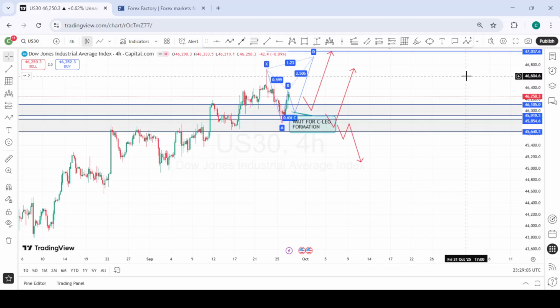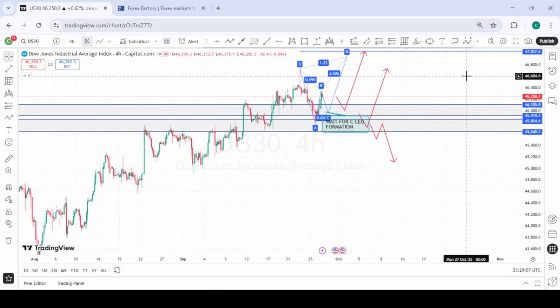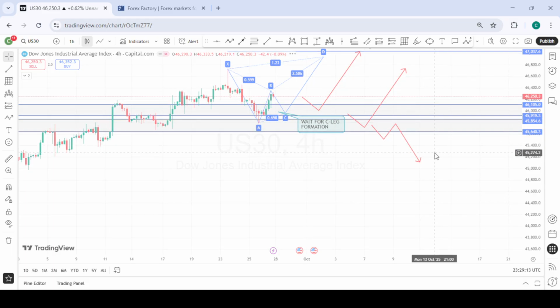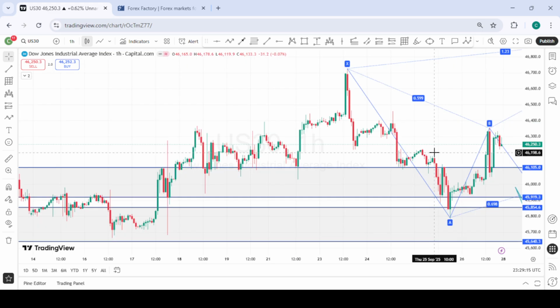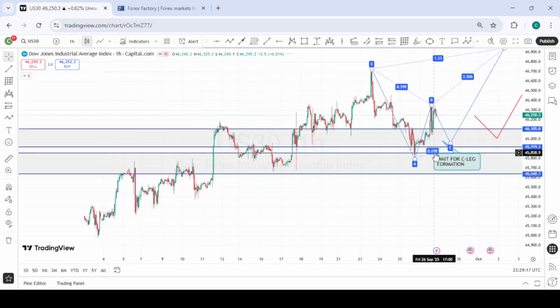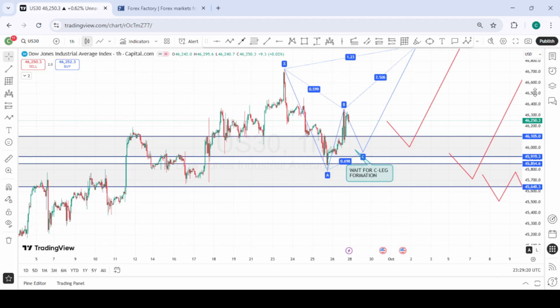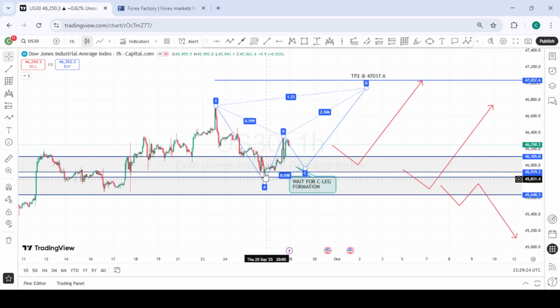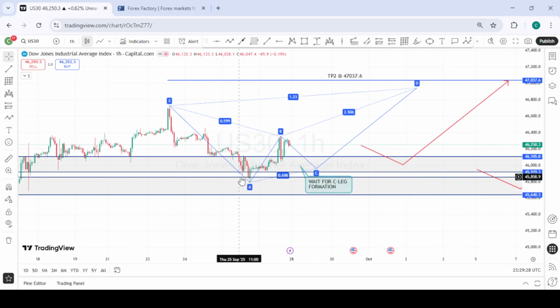We have here US30. This setup, we're looking at from last week, where we were expecting price to pull back to any of these two areas of interest. And price actually came to retest the two zones and give us a structural shift here.